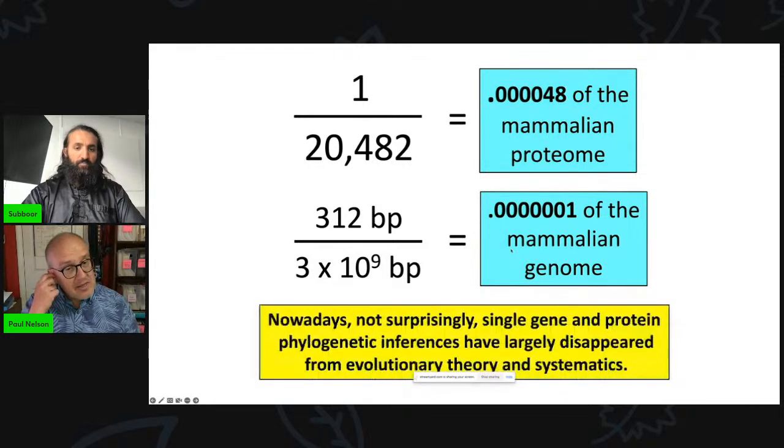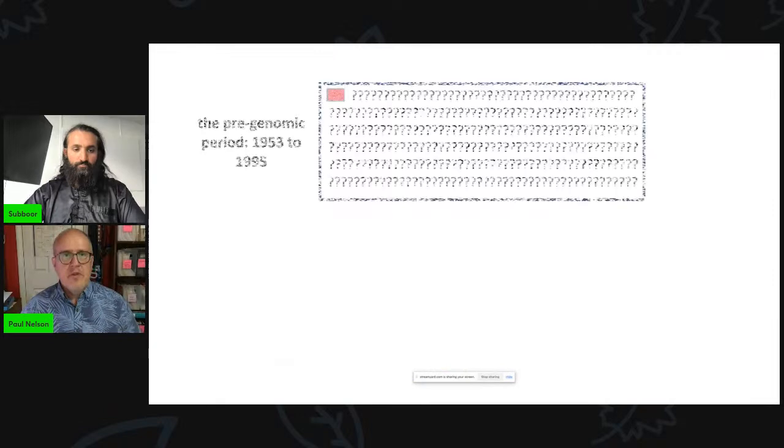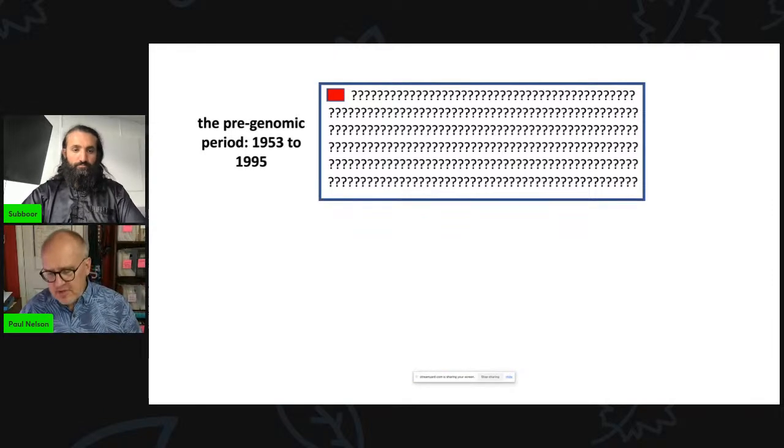Not surprisingly, going from when I was a student, and I'm getting old, so this is a long time ago, going from that period to today, single gene and protein phylogenies are no longer constructed, in part because we have a lot more data, but also because investigators have realized that you need much more than a fraction to illuminate the process of evolution.